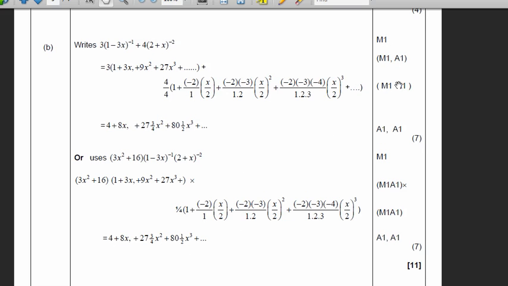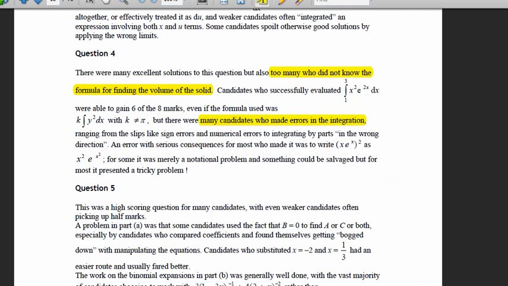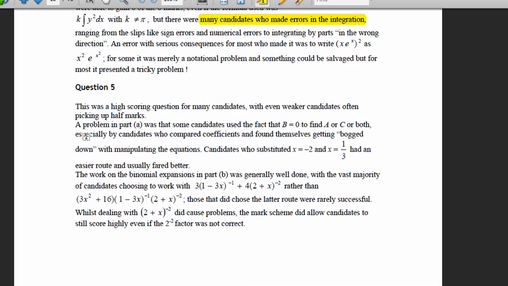Remember, this is just the mark scheme. You're not expected to present your work like this. You present the work in the natural way, so you have to follow the examiner's report for that. Here we have, this was a high scoring question for candidates. That's good, with even weaker candidates often picking up half marks. A problem in part A was that some candidates used the fact that B equals 0 to find A or C or both, especially candidates who compared coefficients and found themselves getting bogged down.